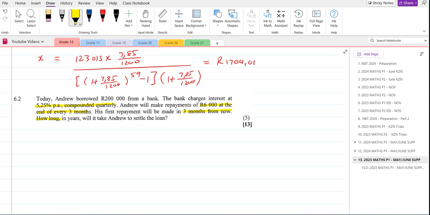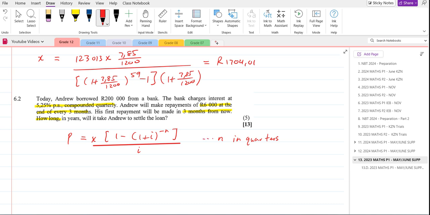So how we are going to solve this problem is we're going to get n, which will be in quarters, and then divide by 4 to get it into years. So we're going to use the present value formula for a loan, which is x into 1 minus 1 plus i to the power negative n, all over i. That's the formula we're going to use for loans. Right, so we're solving for n now, which is in quarters. In other words, quarterly payments. N is in quarterly payments.